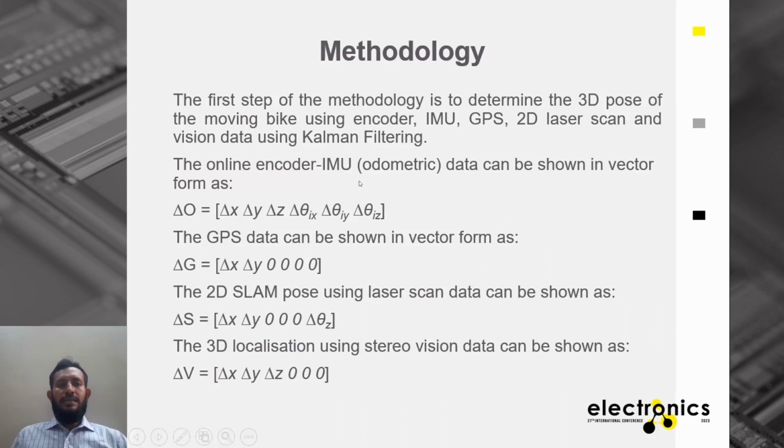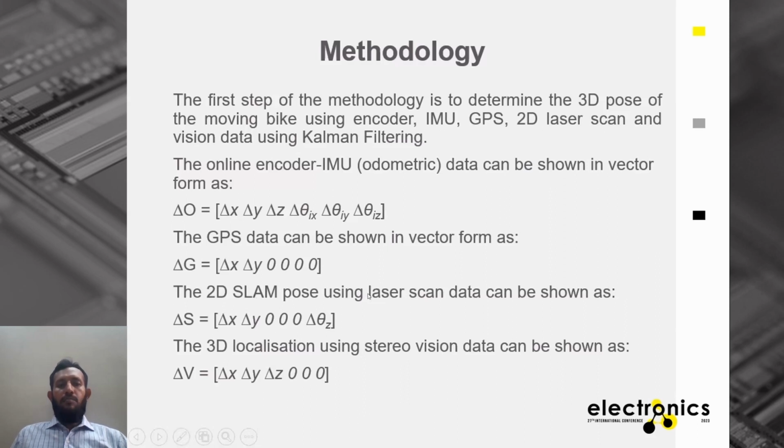And they are giving us this kind of vector information. These 3 translational changes and these 3 orientation changes are coming from the encoder and IMU pair. Then the GPS data is informing us about the lat-long values, which we are converting into meters, and then we get the del X and del Y values.